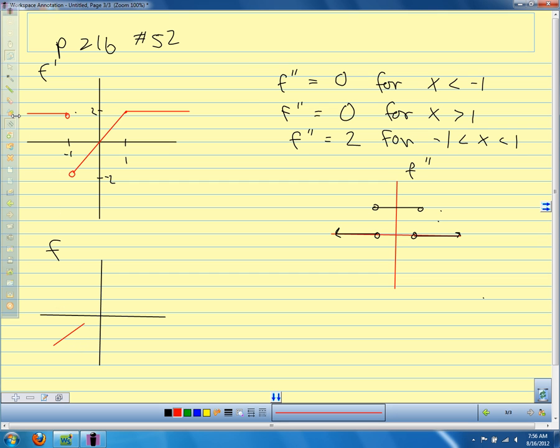Like so. It could be closed or it could be open. It depends on what we do on the other side of the interval also, right? And then up here, for x greater than 1, what do we have? A line with slope 2. So here's my line for x greater than 1, a line with slope 2.